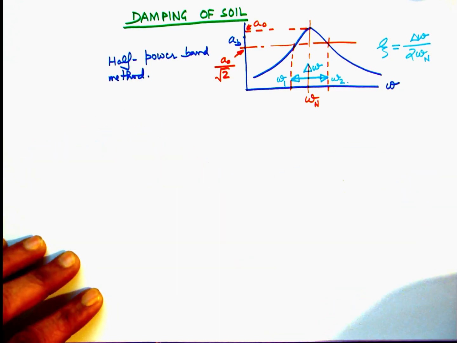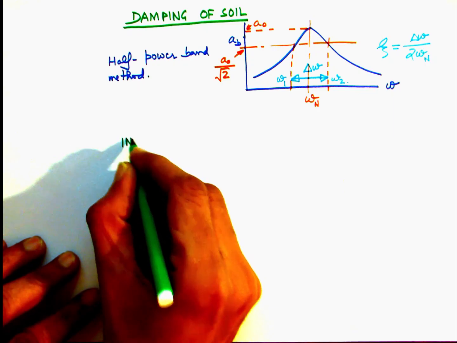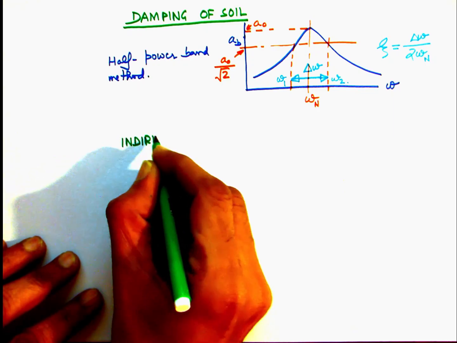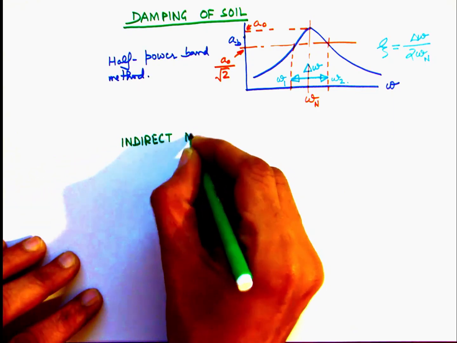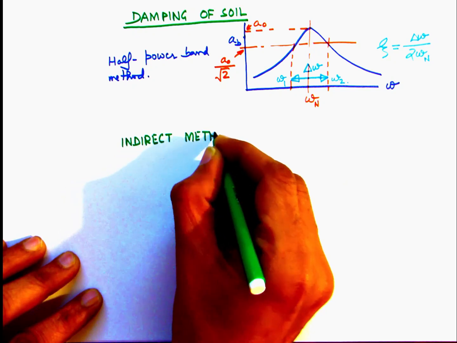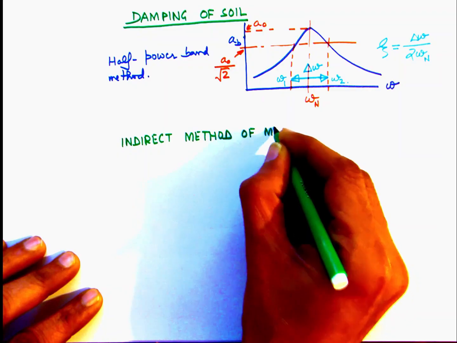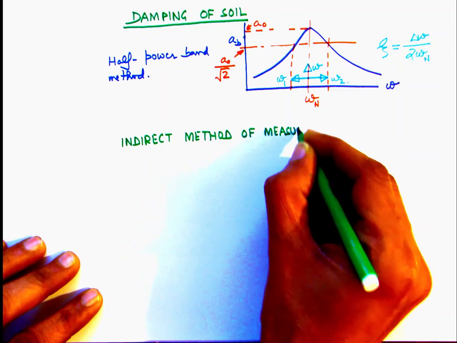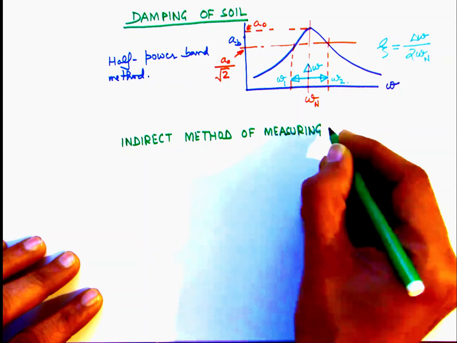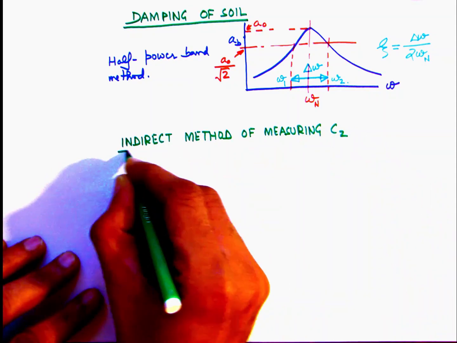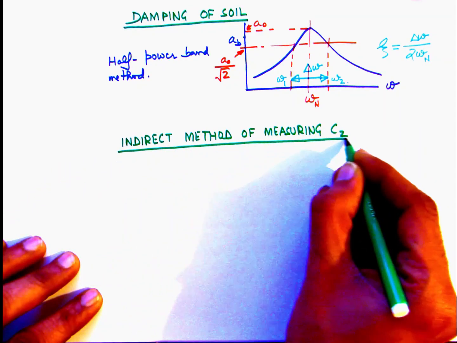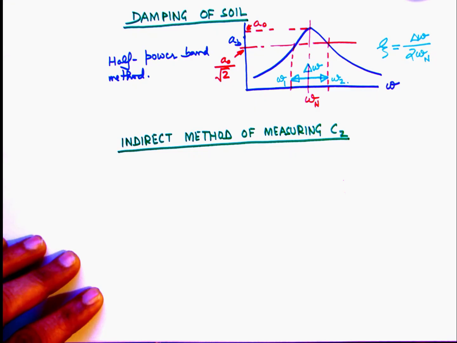Now let us also study the indirect method of measuring CZ. Many of the procedural steps are common with the direct method we have studied. Essentially, we need to dig the pit in the same manner and utilize the same concrete block of dimensions 1.5 meter by 0.75 meter by 0.7 meter for this purpose.